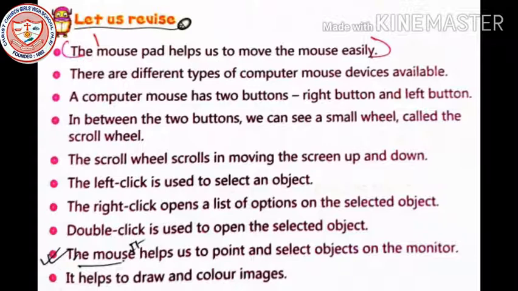If you move the mouse to the right hand side, the mouse pointer will move to the right hand side. If you move the mouse to the left hand side, the pointer will move to the left hand side. Like that, using the mouse, we can move the pointer anywhere on the monitor, wherever we want. We can also point at any object in the monitor.